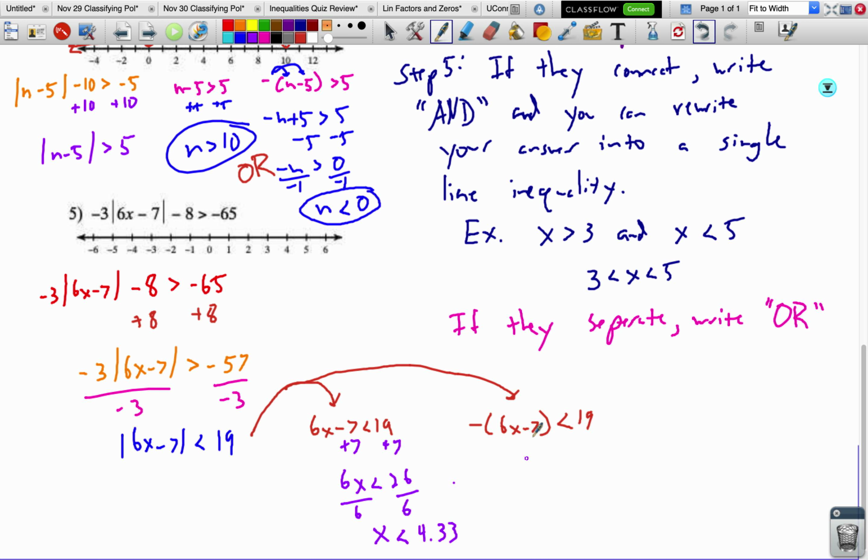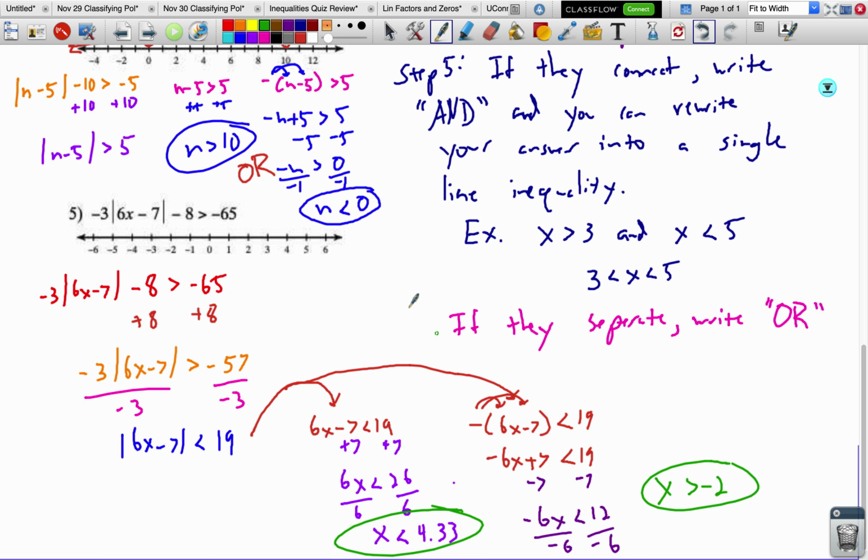And distribute the negative. Negative 6x plus 7 is less than 19. Minus 7, minus 7. Negative 6x is less than 12. Divide by negative 6, divide by negative 6. Just divided by a negative number. Again, I need to flip my inequality. So x is greater than negative 2.